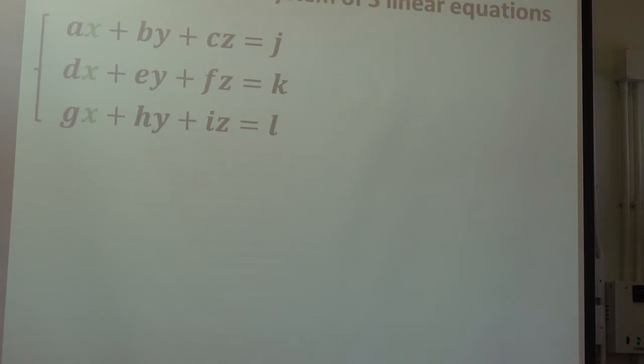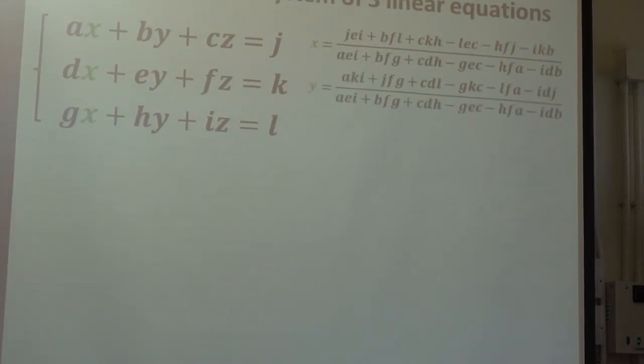And here will be the original equation, coefficients A to I for x, y, z. And on the right-hand side you have the constant values J, K, L. So here are the answers. Of course, it's difficult for you to memorize those, right? Although this is the general form, it is not a wise decision to memorize them, right?